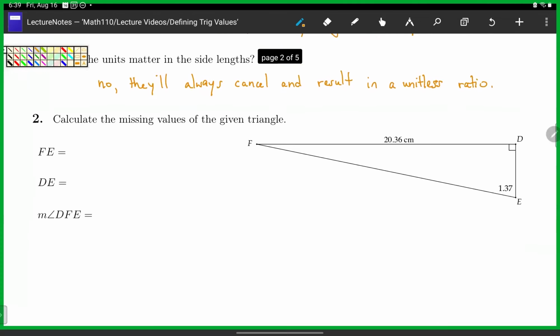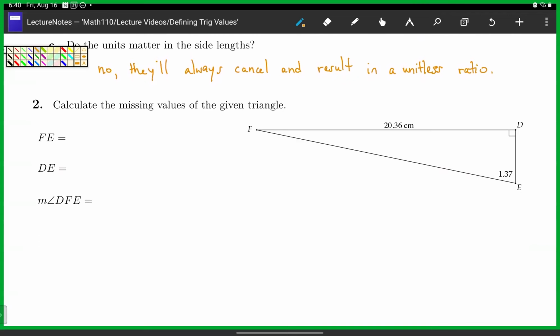So here's an example where we can ask to calculate the missing values of the given triangle. I would encourage you to take some time to see if you can work this out yourself before I actually work it out. So pause the video and see if you can work this out.